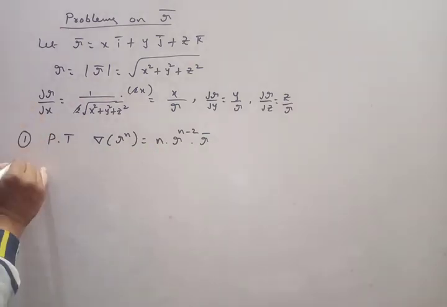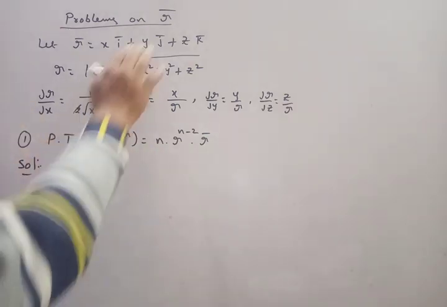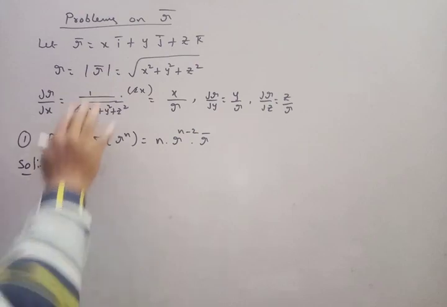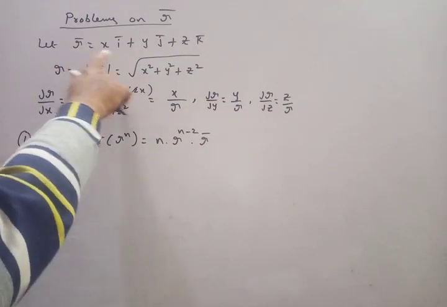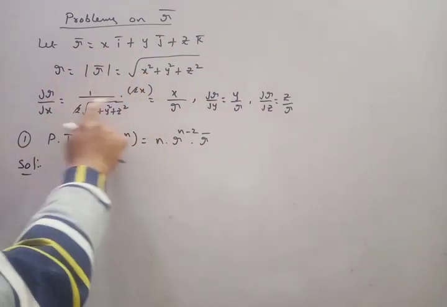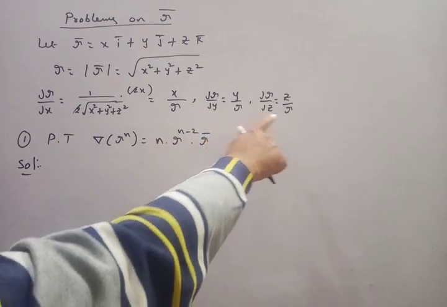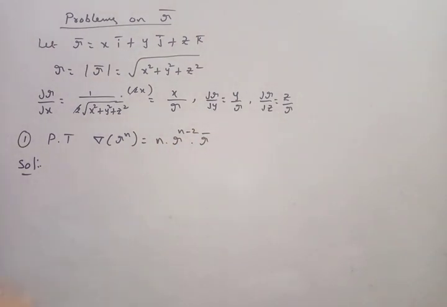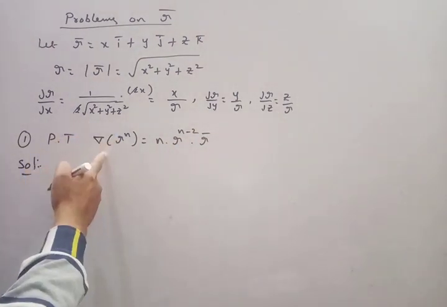So what do we have to do in the solution? First we will write all this data over here. Correct? You have to write all this data. Let r bar be this and r be equal to this. Dou r by dou x is x by r, dou r by dou y is y by r, and dou r by dou z is z by r.